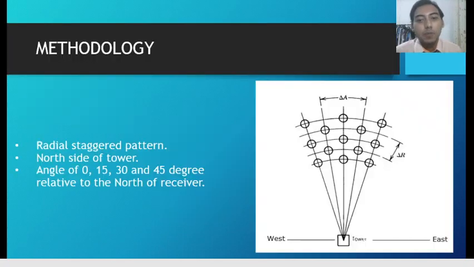Then I proceed with the methodology. I have chosen the arrangement of the heliostats to be a radial staggered pattern, and the heliostats are placed at the north side of the tower. The angle will be relative to the north of the tower, which is this line, and will be at 0, 15, 30 and 45 degrees relative to the north of the receiver.